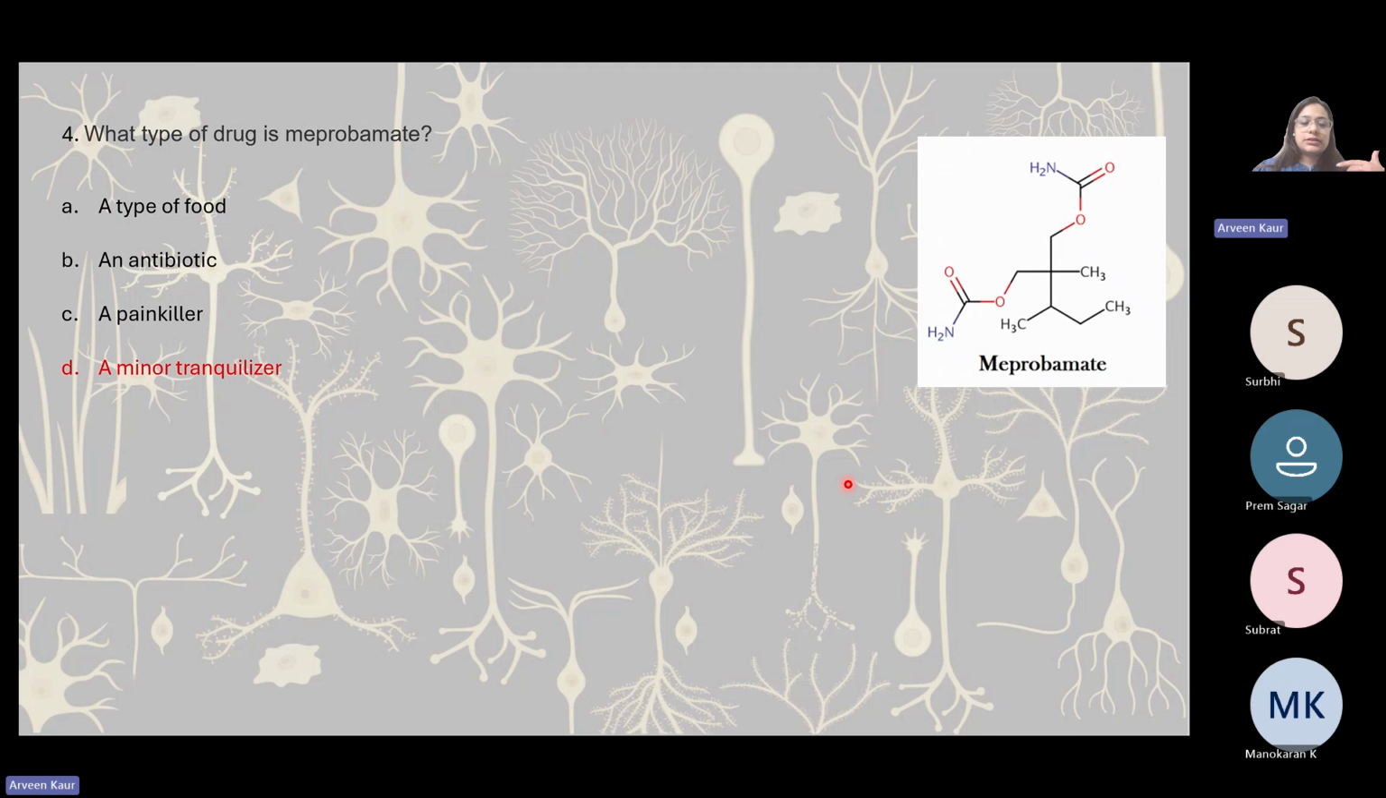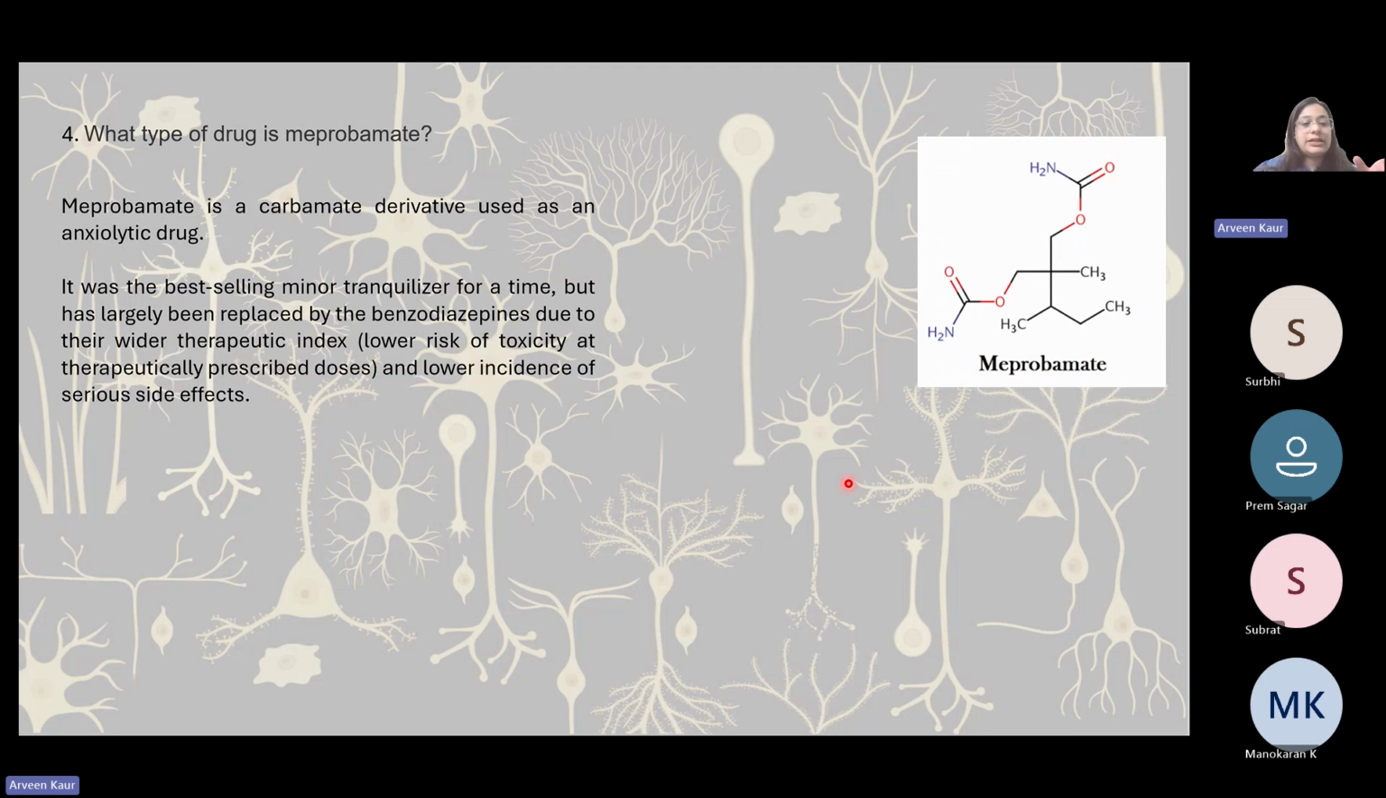This is the structure of meprobamate. So this particular drug is a carbamate derivative which is used as an anxiolytic drug, meaning it is used to treat anxiety, right? It was the best selling minor tranquilizer for a time, but has largely been replaced by benzodiazepines.